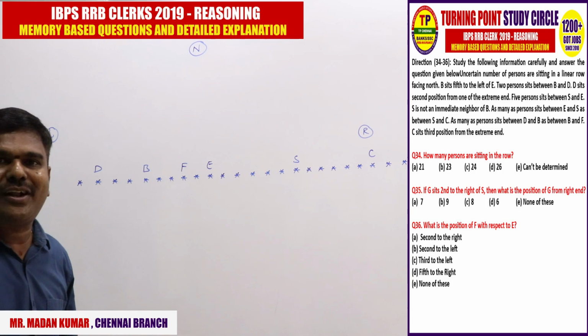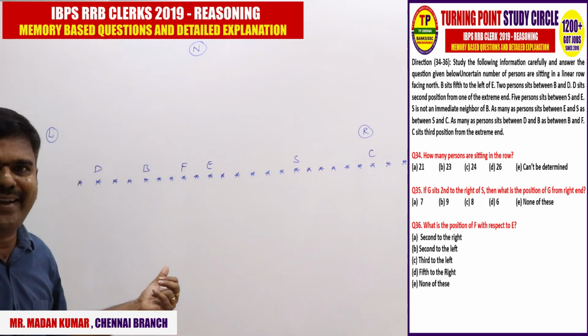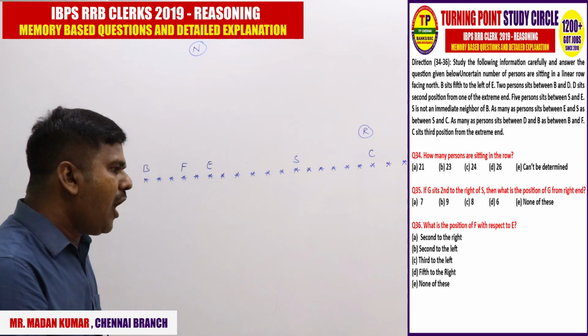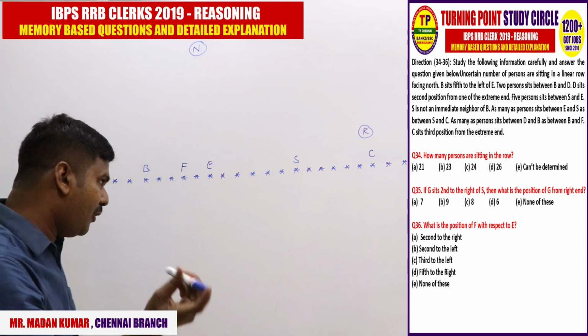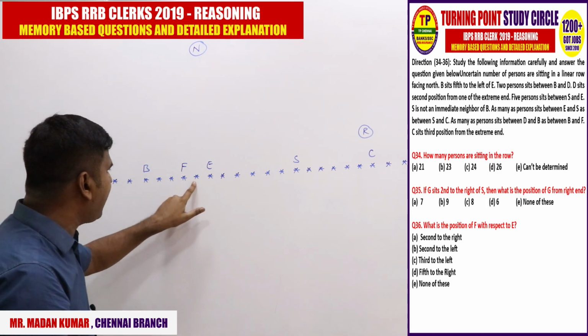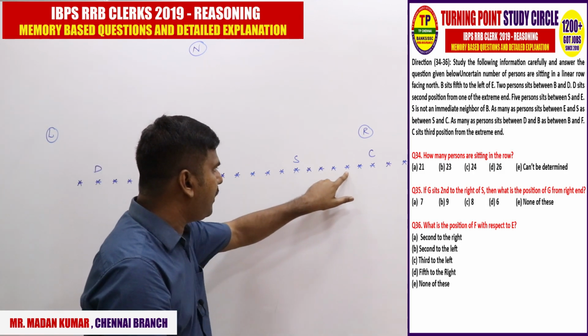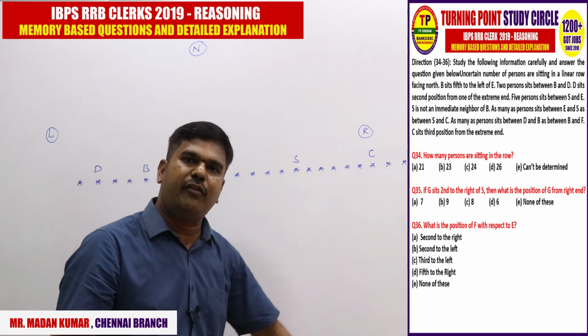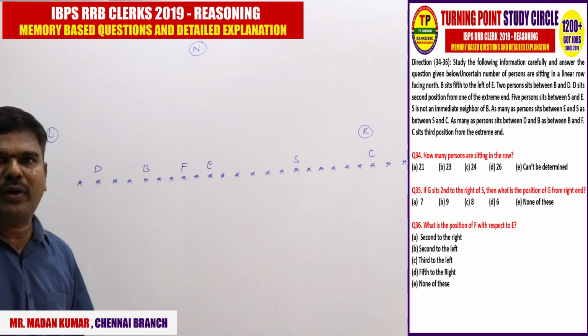Now, see what are the questions being given? A typical one indeed, right? First one: how many persons are sitting in the row? We need to count, no other go. 1, 2, 3, 4, 5, 6, 7, 8, 9, 10, 11, 12, 13, 14, 15, 16, 17, 18, 19, 20, 21, 22, 23, 24. So 24, the third option. Go ahead with that one.